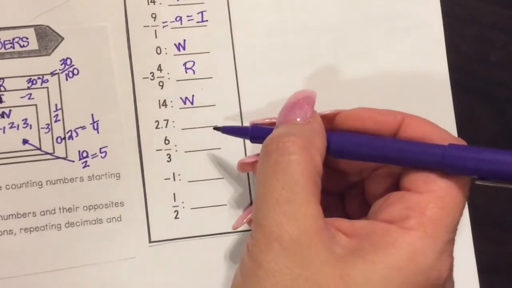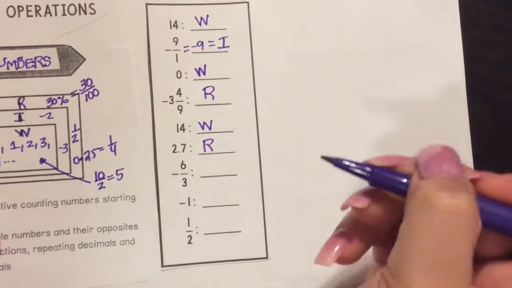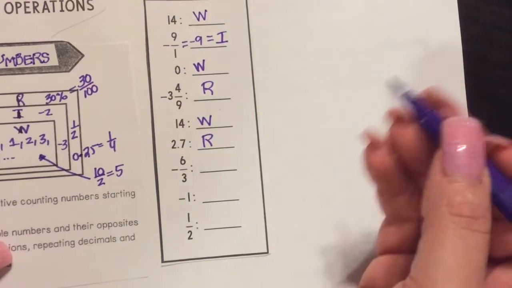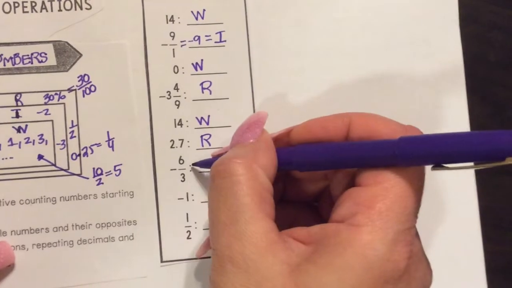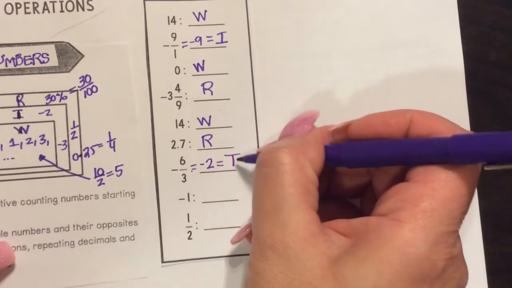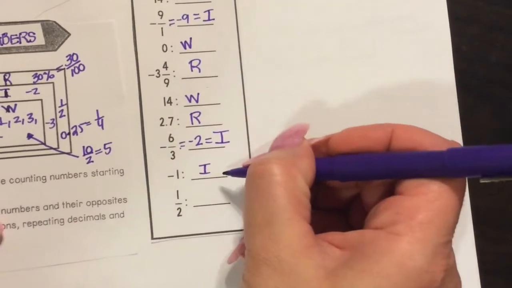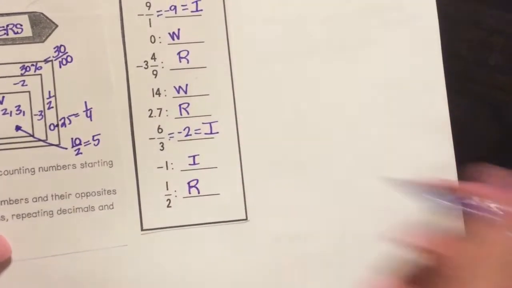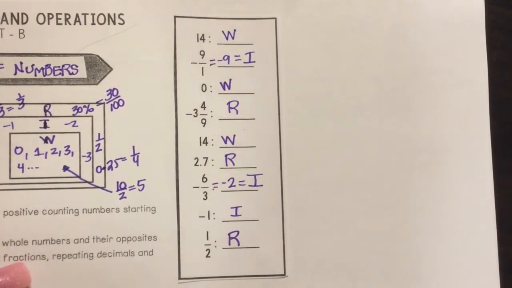2.7, it's a piece of a number, so it cannot be rewritten as a whole number. And then here we have -6 divided by 3, which in reality is the same as -2. Therefore, I'm going to classify this as an integer. Then I have -1, which is only an integer. And then I have 1/2, which is only a rational number. Okay, then let's move on to the next section of this lesson.